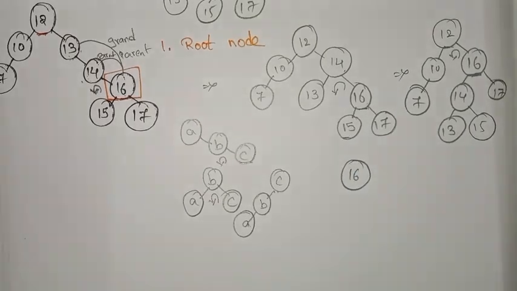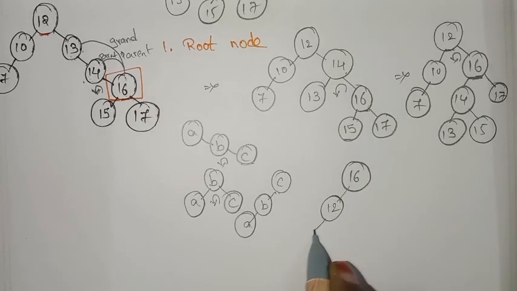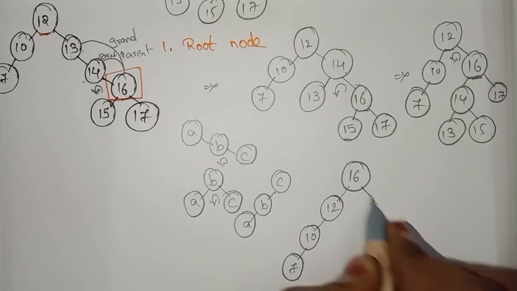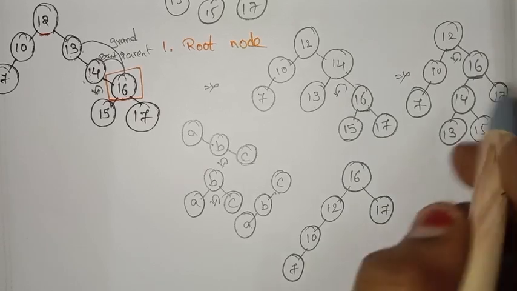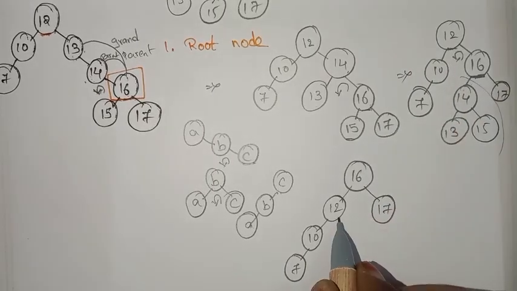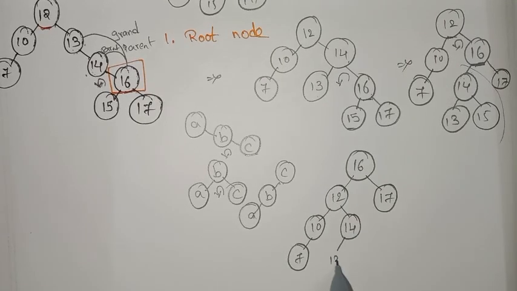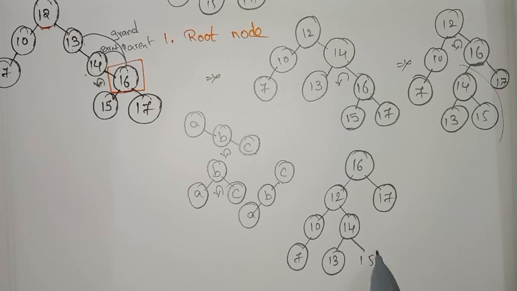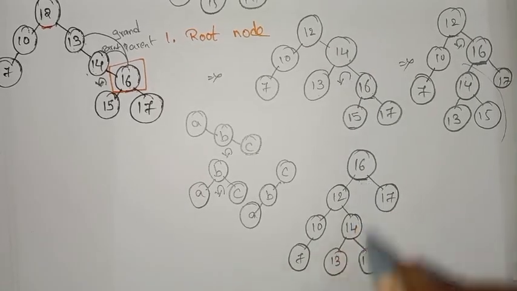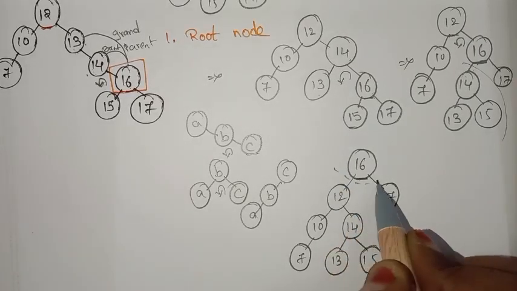16, 12, 10, 7, then here 17, but here 16's left child, this whole subtree, will become the 12's right child, and then 15. So that's it guys, our 16 has become the root. Now what we need to do, we need to remove this 16 now.